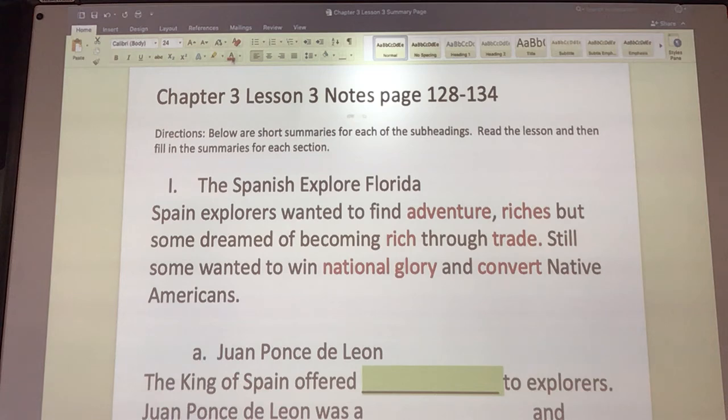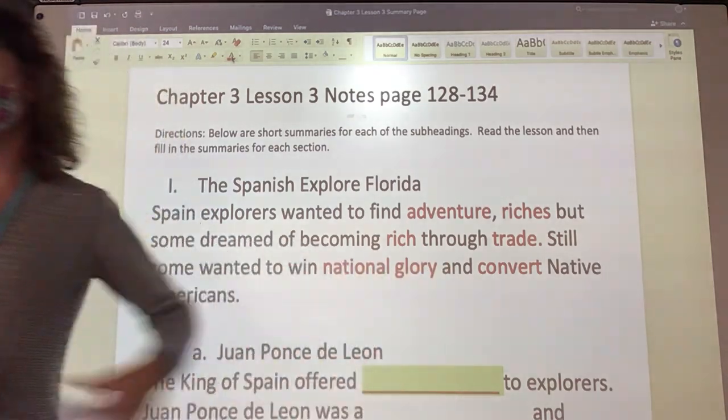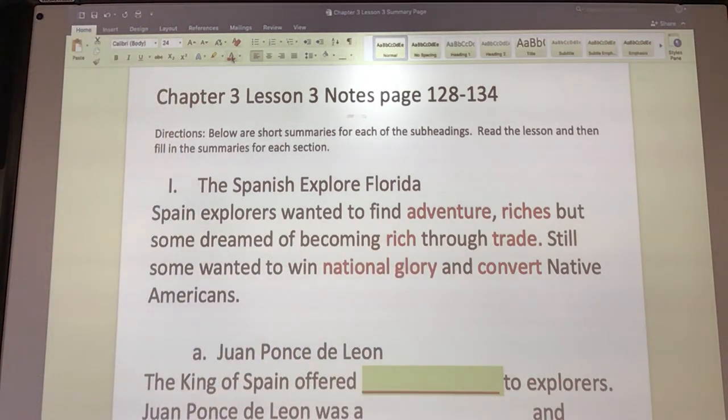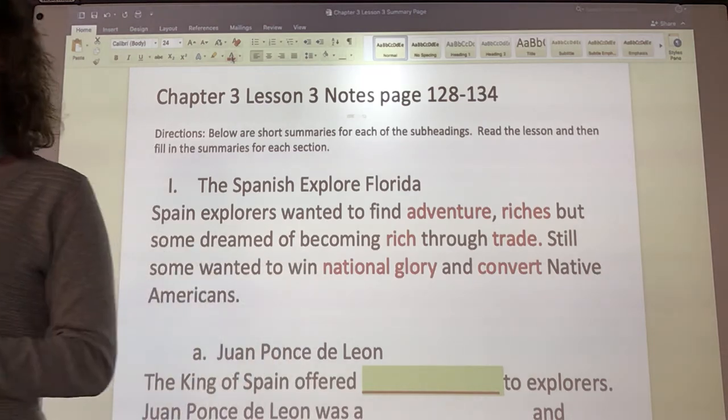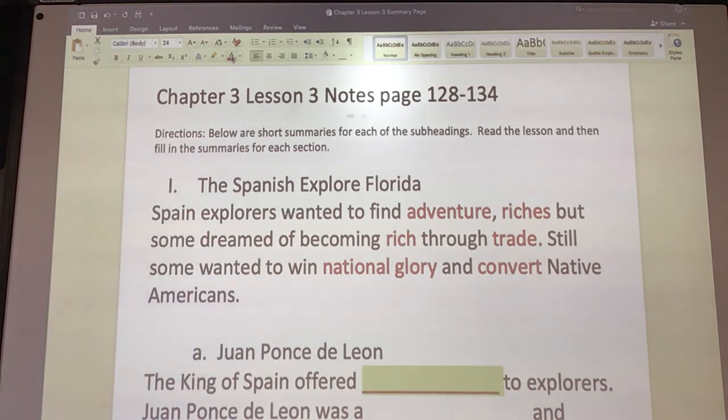What do you need, Kenny? I put change instead of convert. Is that good? You might want to use the word convert or write it above. Okay, yes, it means to change them, but convert is the word you're going to see. Okay? All right.